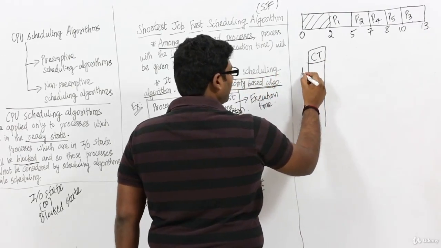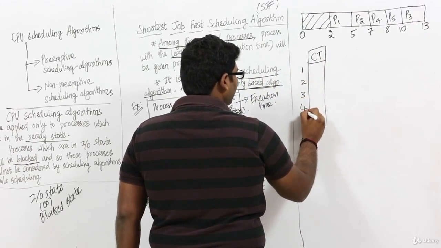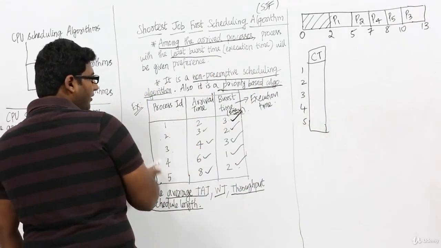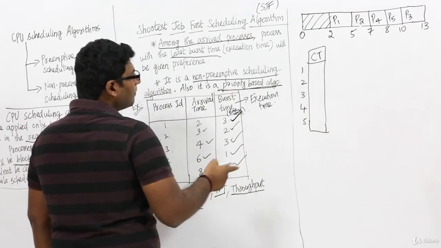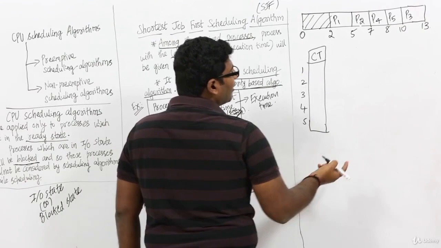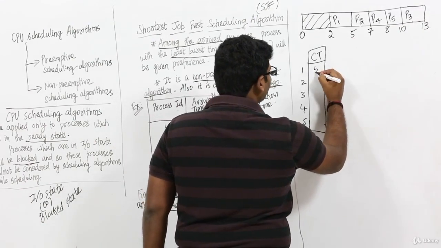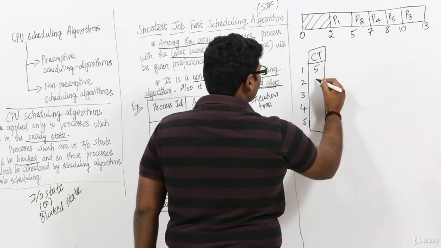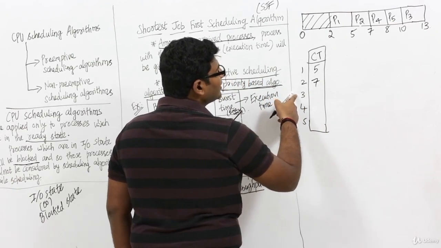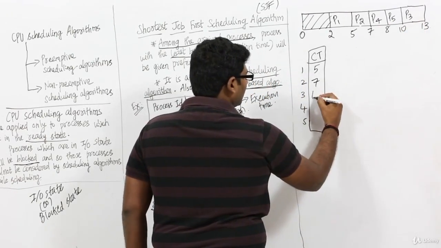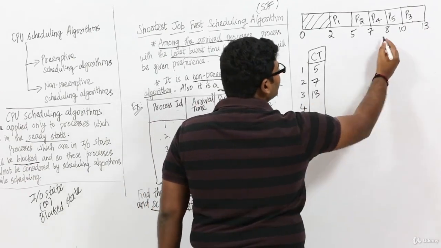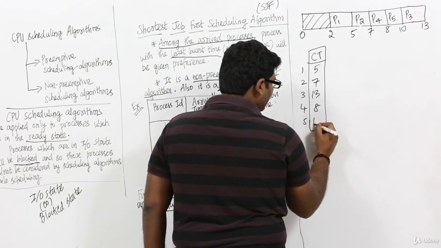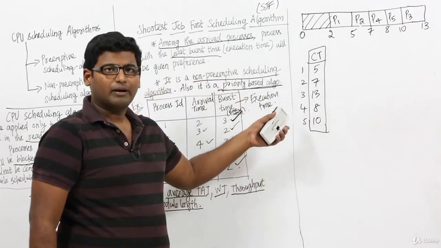Let us assume this is process P1, P2, P3, P4, and then P5. See, I have written all the process IDs over here, right? 1, 2, 3, 4, and 5. Now, what is the completion time of process P1? Process P1 has completed at time unit 5, right? Similarly, process P2 has completed at time unit 7, right? Process P3 has completed its execution at time unit 13. Process P4 has completed its execution at time unit 8. And process P5 has completed its execution at time unit 10. So we have computed completion time, right?